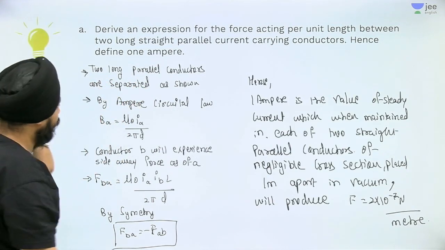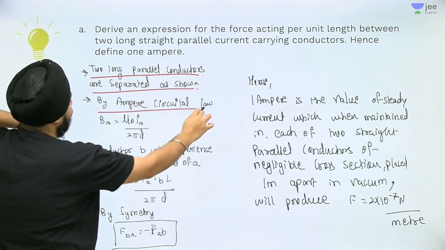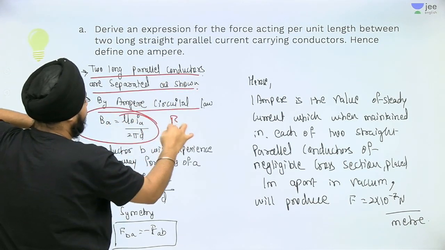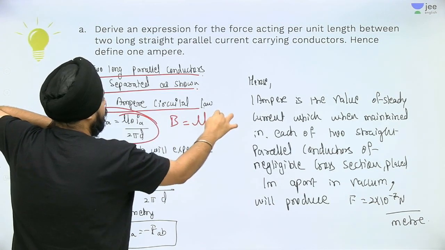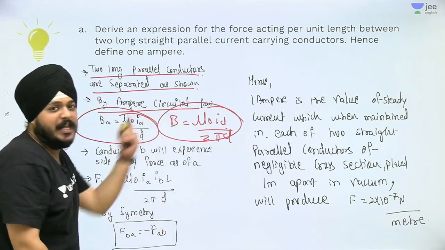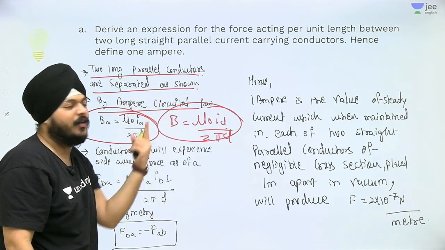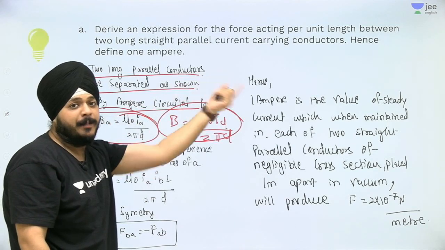See, we have seen the equation. The two long parallel conductors are separated as shown, and the magnetic field is given by this equation, mu 0 I divided by 2 pi d. At any point between the two wires, the magnetic field is given by this equation.